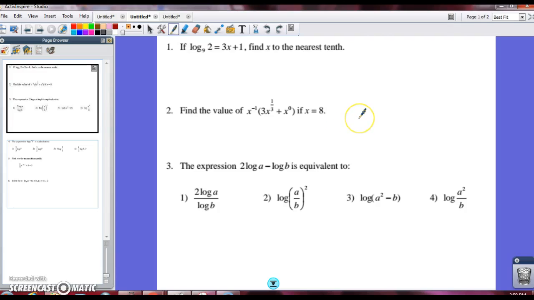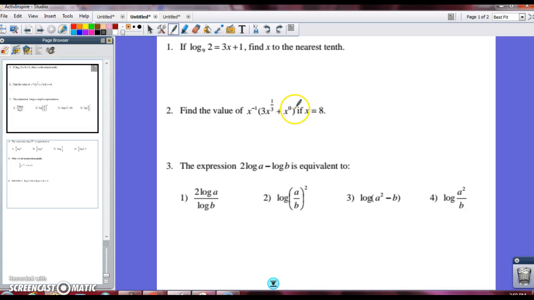Hi everyone. Here is the first video for the review sheet on logs. We're going to go through hopefully about 6 problems on here. The first page of that review sheet, hopefully we can get through all the problems that are on there. So let's go ahead and look at this first problem.